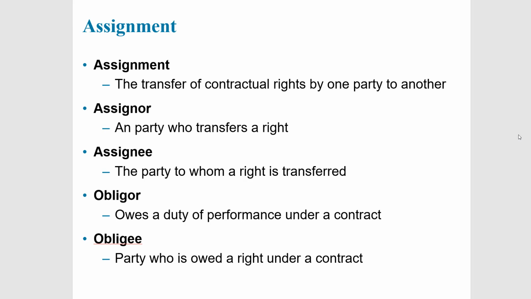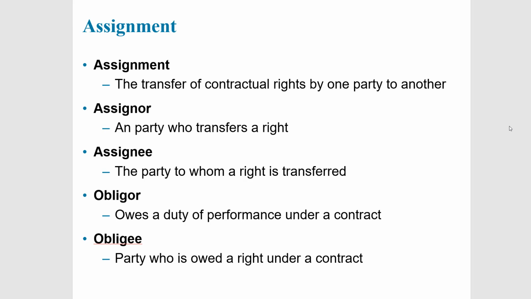And looking at a little bit of vocabulary, the assignor is a party who transfers a right. They transfer the right to the assignee, who is the party to whom the right is transferred. An obligor is a person who owes a duty of performance under a contract. And an obligee is a party who is owed a right under a contract.